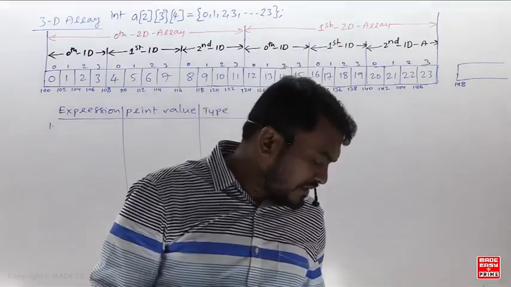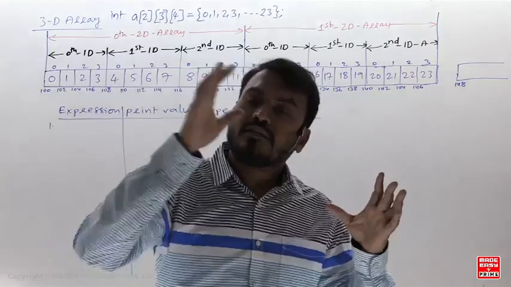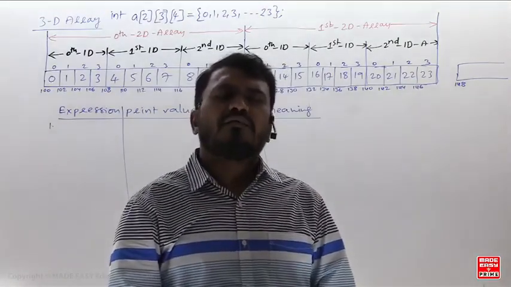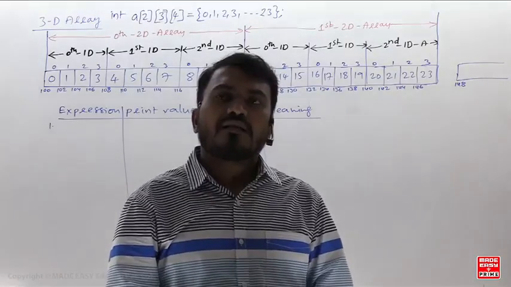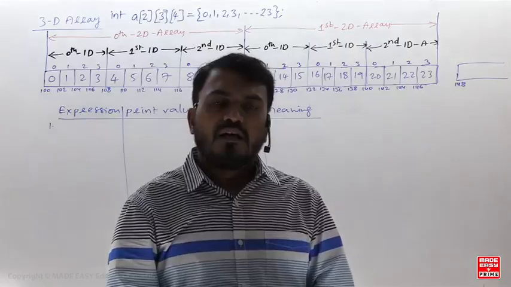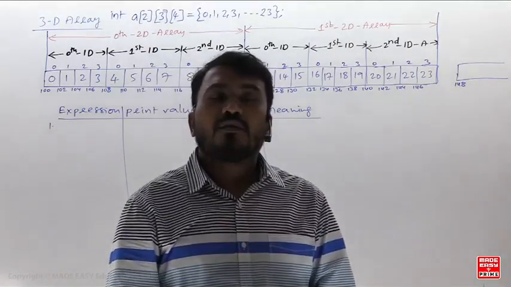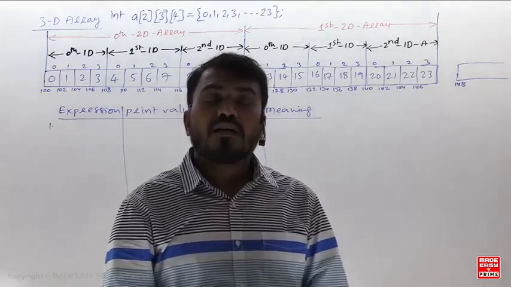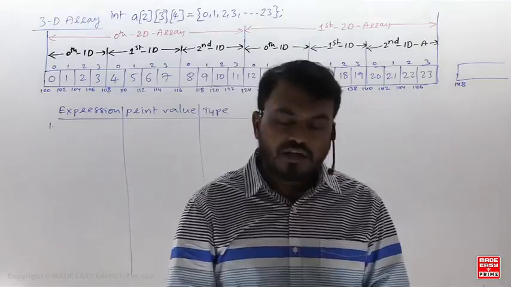If I say ampersand A, it is going to point to what? Entire 3D array. If I apply star, it will go inside. It means star ampersand A, or also called as A, both are same. So it is going to point to what? A means now it is going to point to the 0th 2D array.